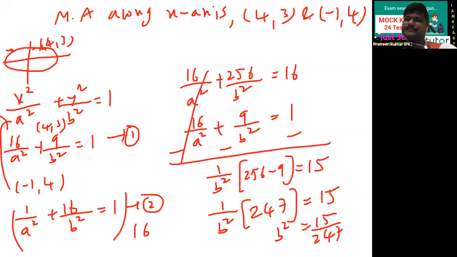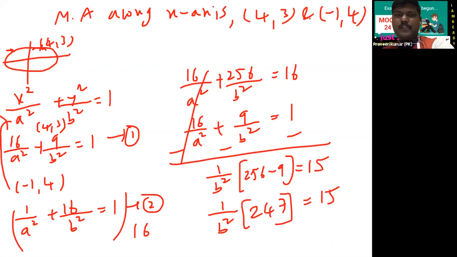Right up to here first. I multiplied second equation with 16, then I subtracted. Right up to here. Next up, we'll write on this. 247 by 15, correct? B square value.